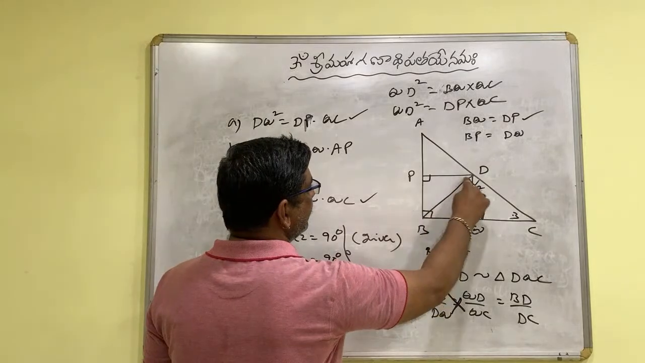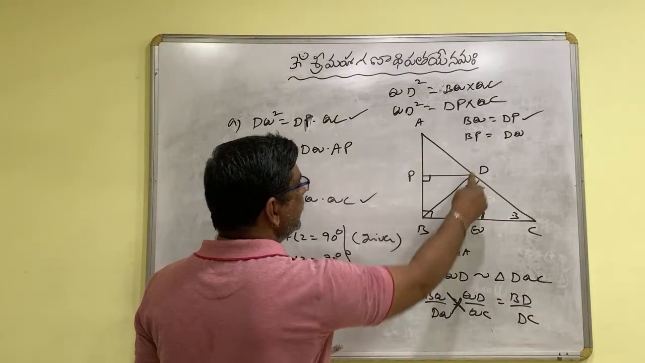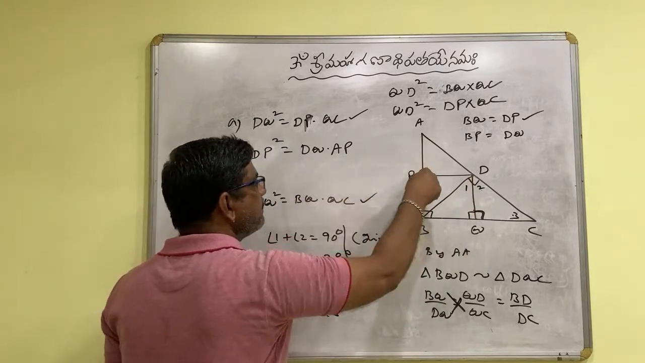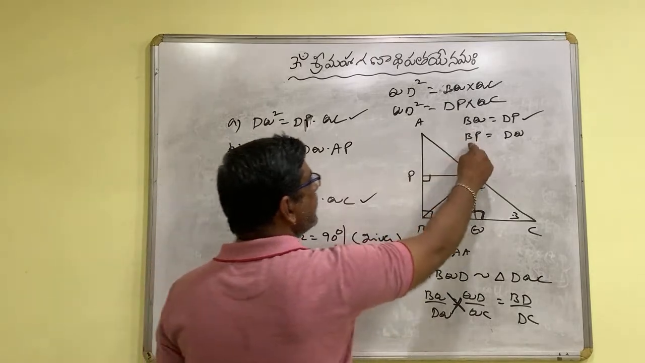DP square is equal to AB into DQ. AB into DQ. But DQ is equal to BP.